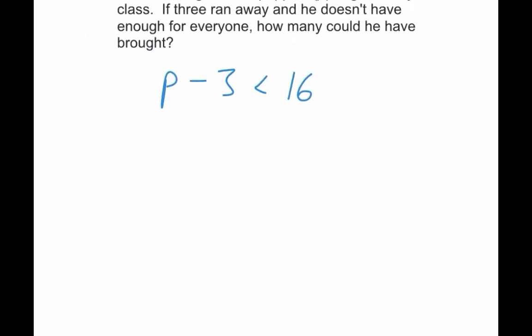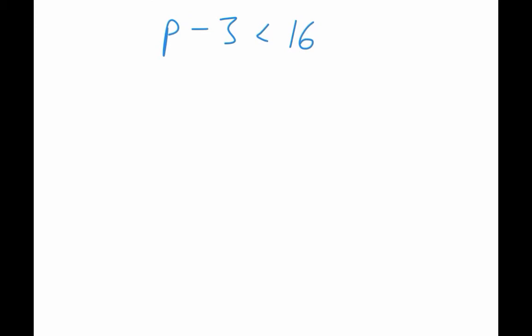All right, so now to solve this thing here, we do what to both sides? So plus 3 and plus 3. I'm showing my work in a way that my teacher will give me full credit. So p is less than 19. So I started out with less than 19 puppies. Agreed?